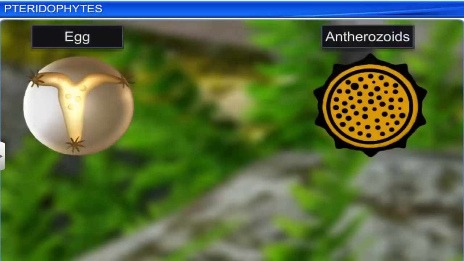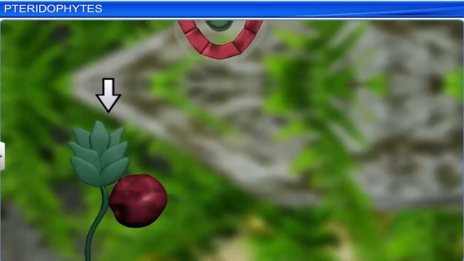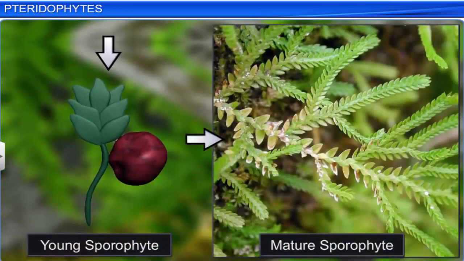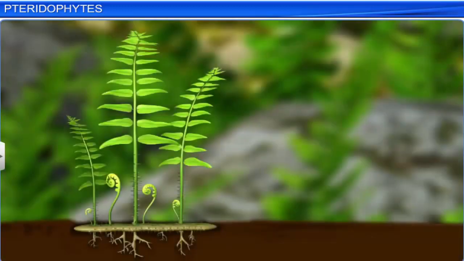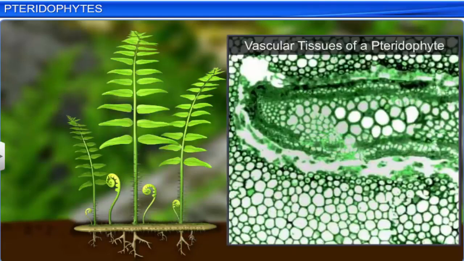The egg and antherozoid fuse to form a zygote, which develops into a young embryo, which then gives rise to a sporophyte. These pteridophytes occupy an important place in the plant kingdom as they were the first plants to have true roots, stems and leaves, as well as vascular tissues.